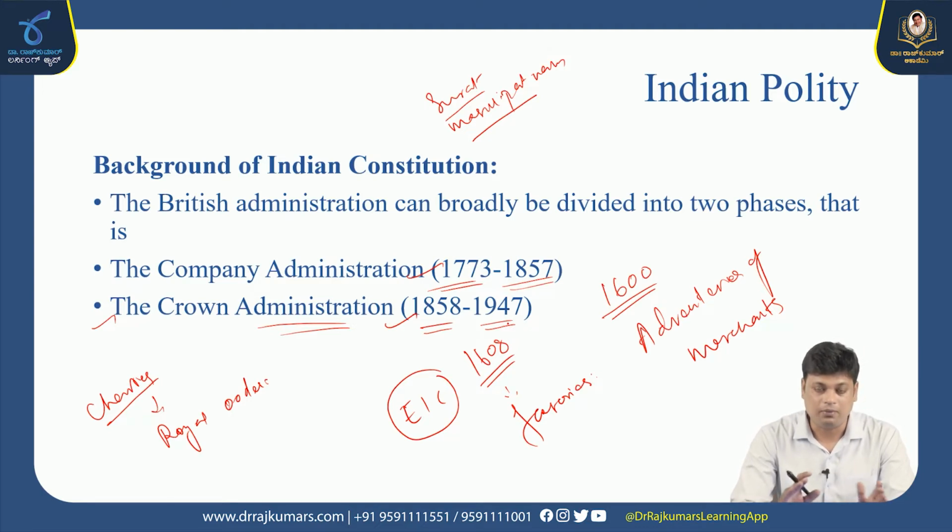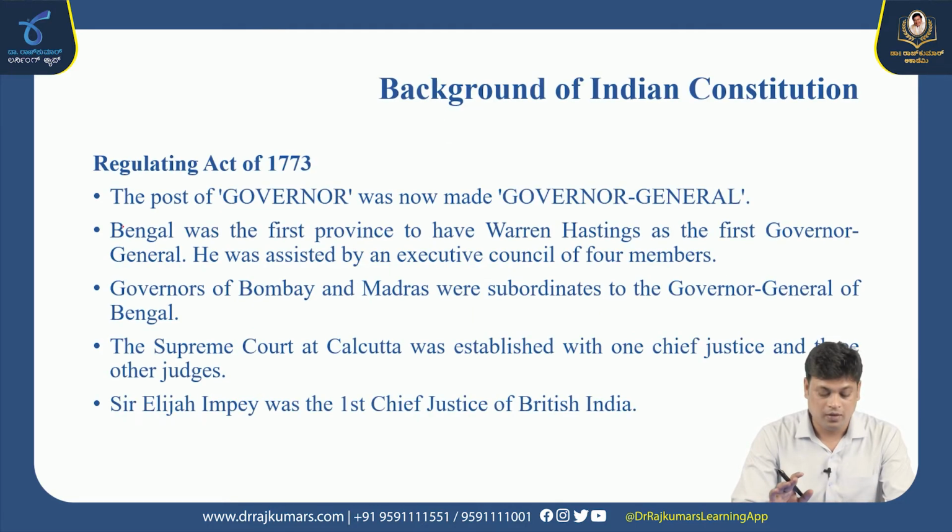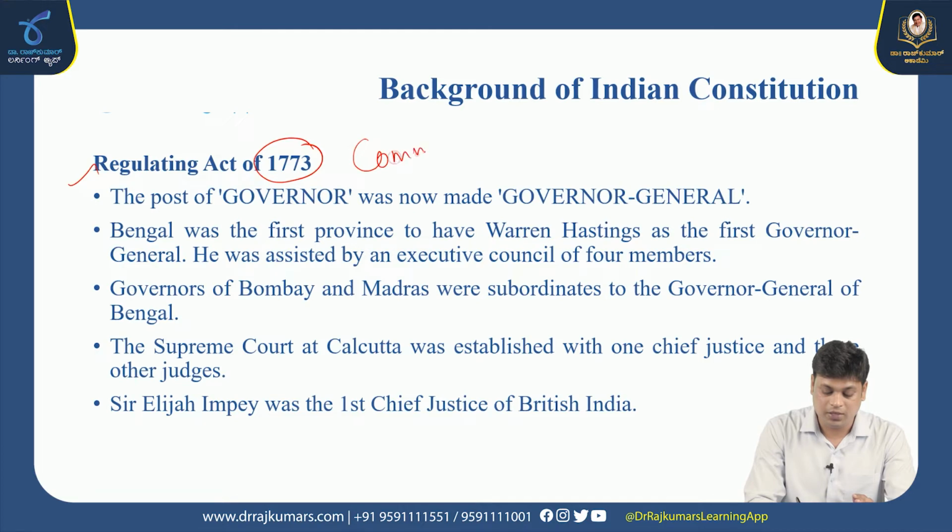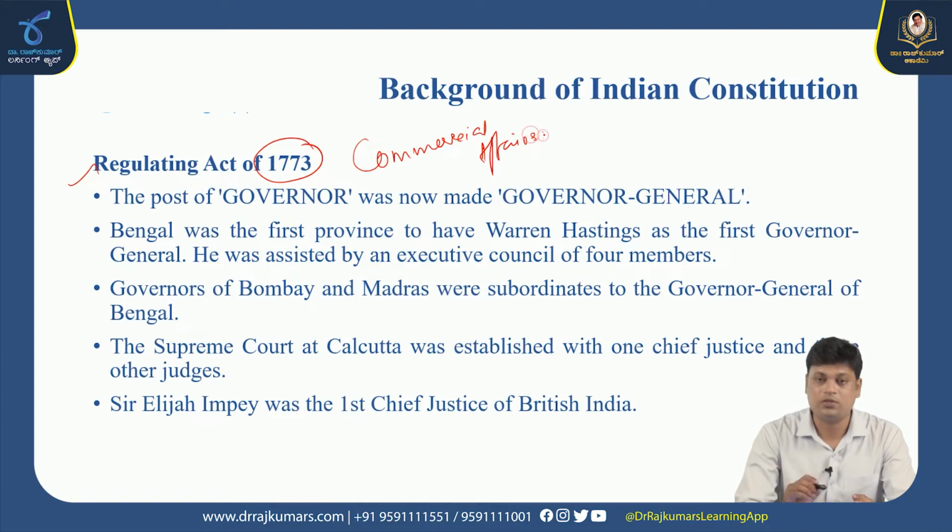So from that time period, what are all the acts framed by the British Parliament and what was the purpose of those acts implemented here in India? Okay, the first act is known as the Regulating Act of 1773, regulating the commercial affairs of the East India Company. It provided regulations on how the East India Company was supposed to work.